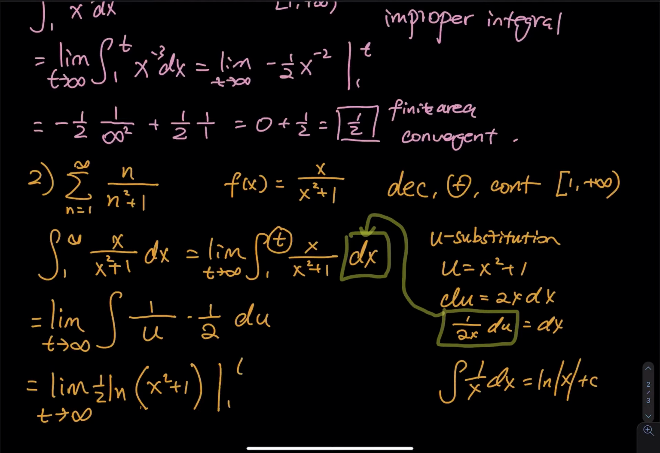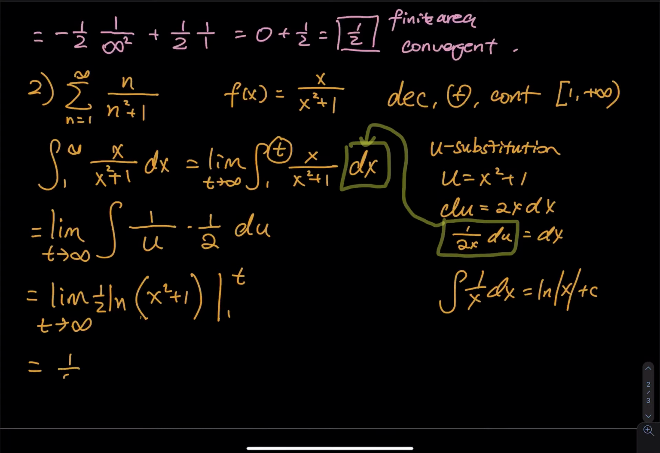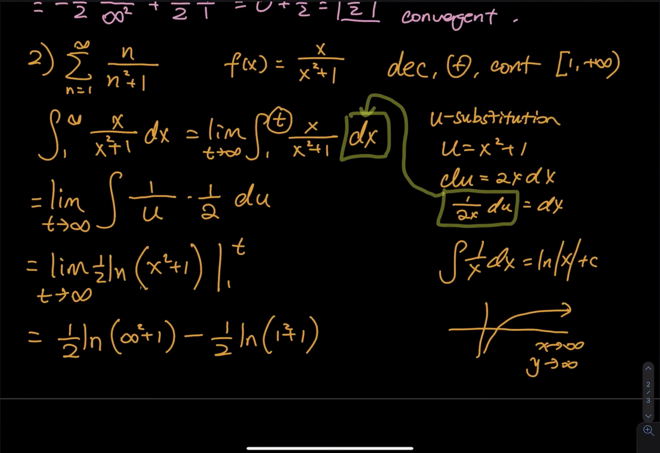And then you plug in using the fundamental theorem of calculus. So this one is 1/2 ln of infinity squared plus 1, so that will be infinity, and then minus 1/2 ln of 1 squared plus 1, which equals 2. What is ln infinity? This is the graph of ln: as x goes to infinity, y goes to infinity. So therefore, this becomes infinity minus 1/2 ln 2.